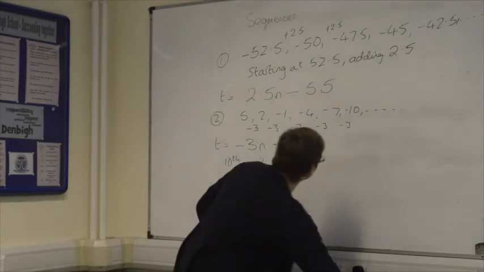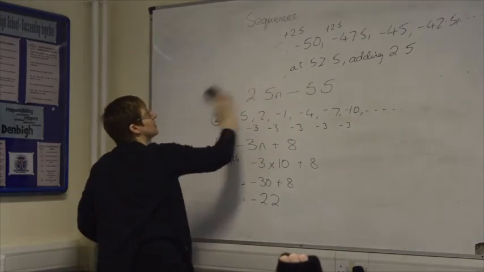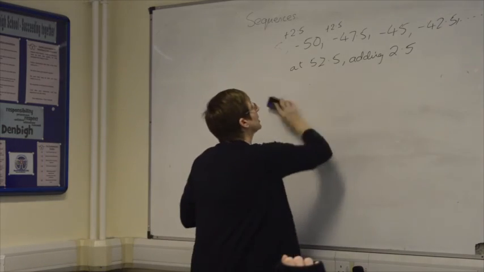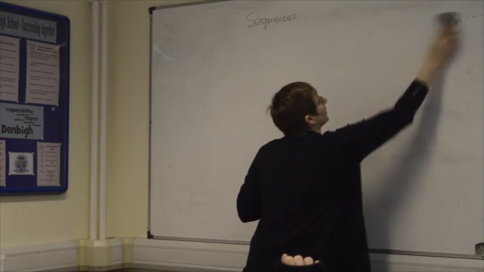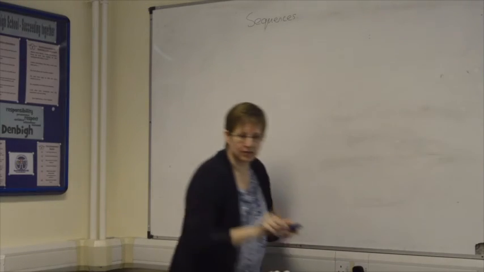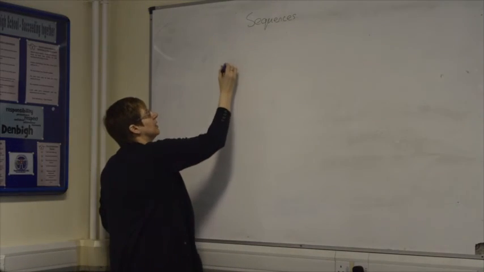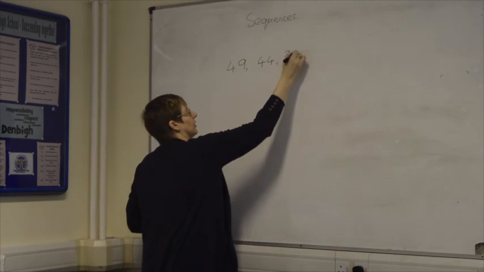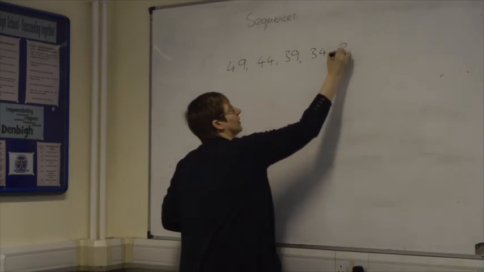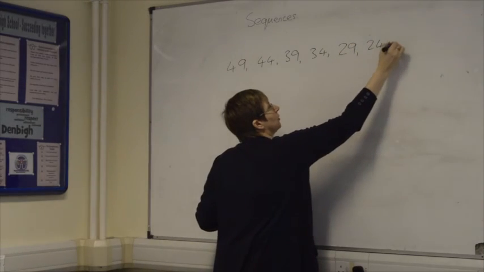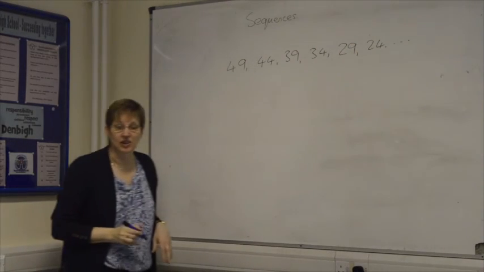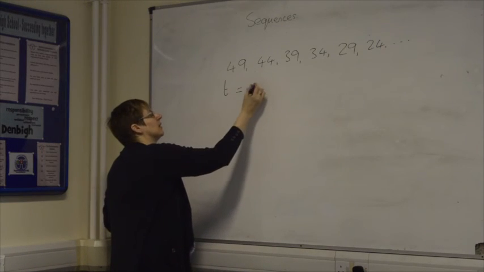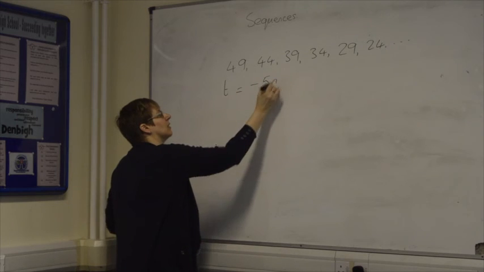Right, does anybody else have another sequence, either with negatives or getting smaller? Either way, I don't mind. Anyone else have another sequence with negatives? Irana? 49, 44, 39, 34, good, 29 and 24. Good. And that would eventually, wouldn't it, head into negatives as well? Eventually it would. Right, so what did you have as your formula for this then? Minus 5n take away 1.